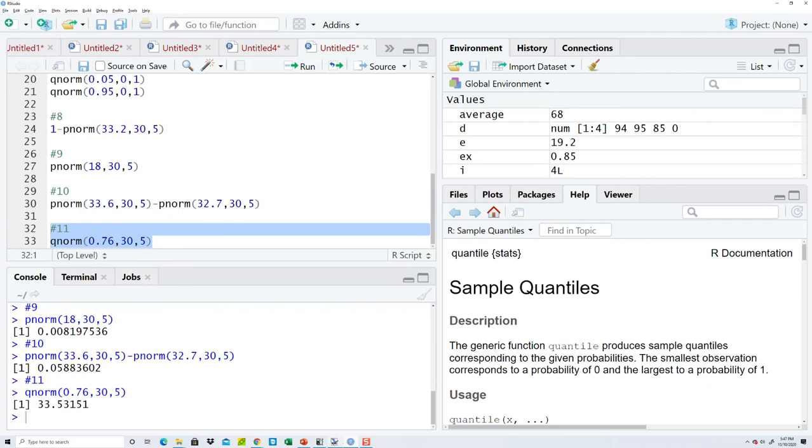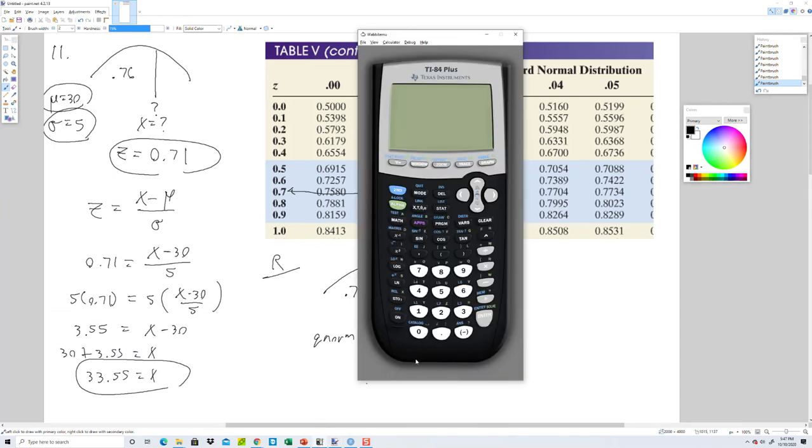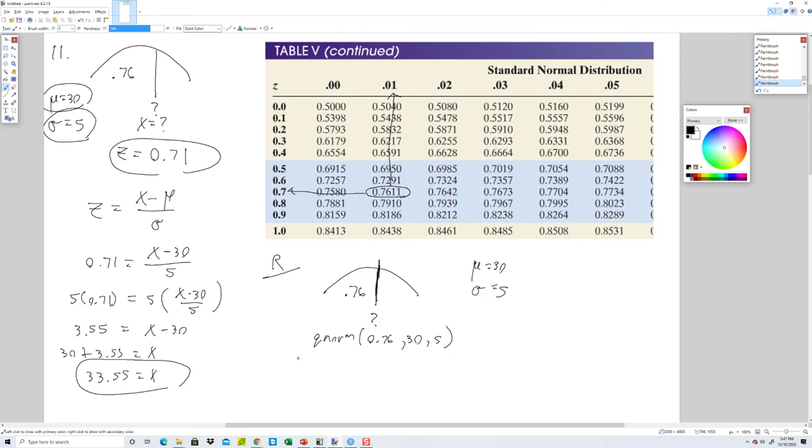Looks like I did. You will not always get the exact value unless I really did mess up on my math there. Let me see. 5 times 0.71 is 3.55. The 5s would cancel. Add 30 to that. I shouldn't need to plug that in my calculator. 33.55. Okay, so we do get slightly different. Again, the technology is more accurate. So keep that in mind.